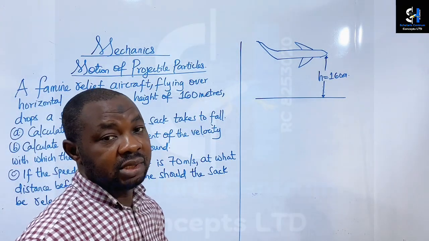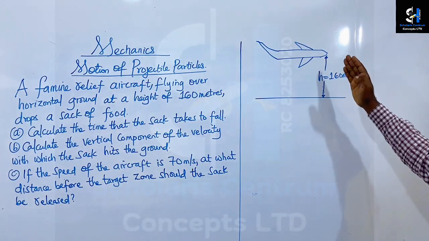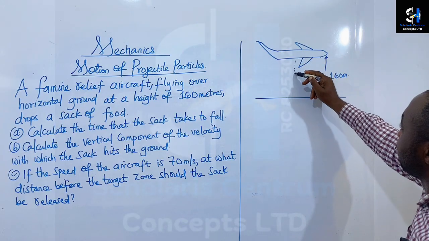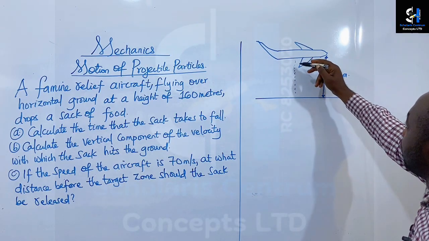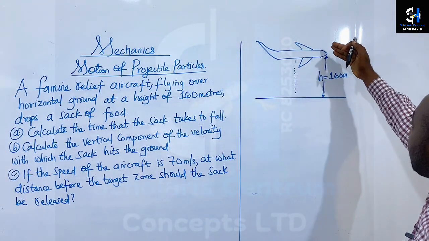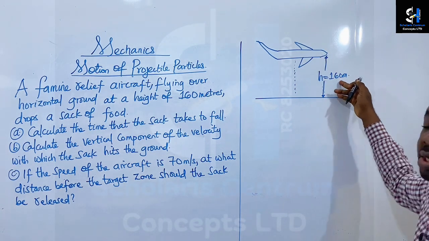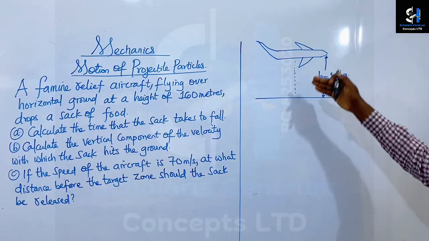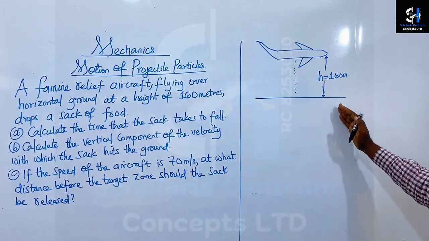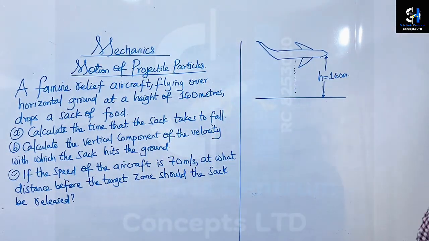To calculate the time it takes the sack to fall, we can see that this is a vertical motion, because the aircraft drops the sack to the ground. We know that the height of the aircraft to the ground is 160 meters. So for vertical motion, let's write the equation that can be modeled for this, to be able to calculate the time that the sack takes to fall.